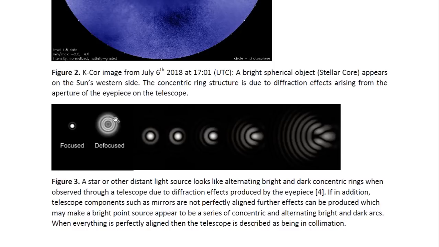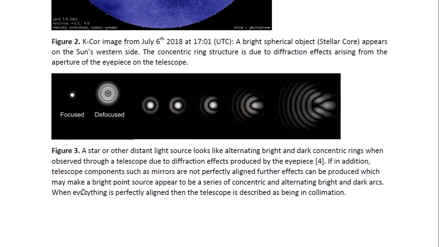And this is if the telescope is properly focused, you get a smaller ring pattern. If it's defocused, then you get a larger ring pattern. And you can also have other effects. These may be because things are not perfectly aligned. Then instead of the ring pattern, you get arcs, alternating bright and dark arcs. Now, when the telescope is perfectly aligned, then it's described as being in collimation.